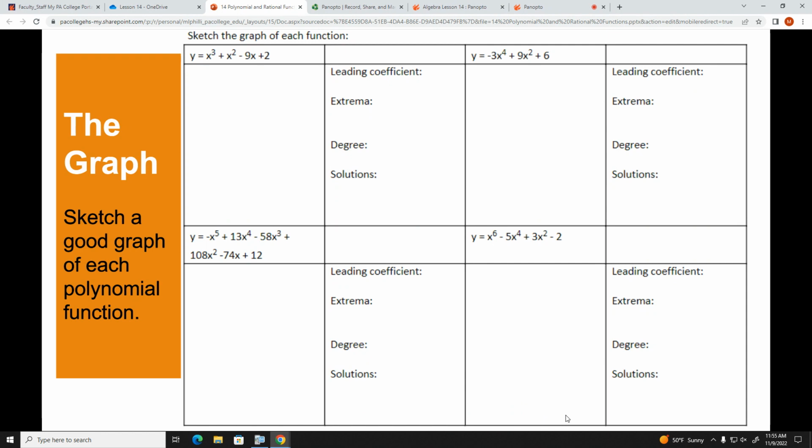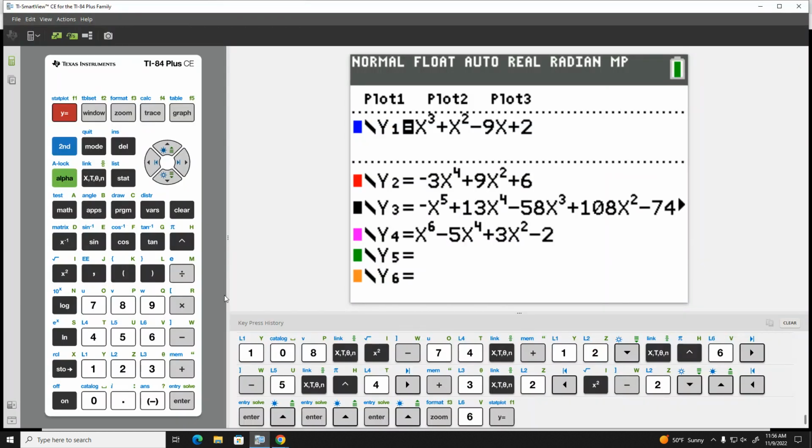Hello, in this video we are going to look at the graphs of a number of polynomials. We are going to be going to our graphing calculator and we'll be sketching our graph and making some decisions or conclusions about the graph from there. So the first one that we're going to do is this y equals x cubed plus x squared minus 9x plus 2. So I did take the liberty of going to my calculator and typing this in ahead of starting the video. So I have this typed in as my y1.